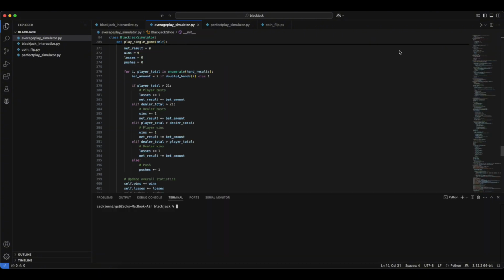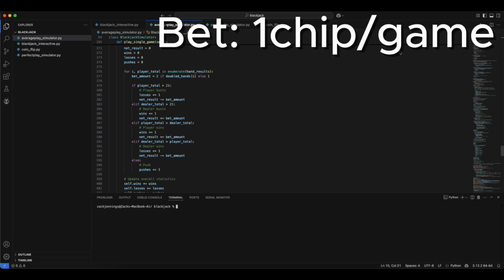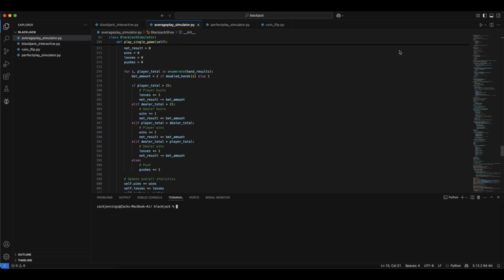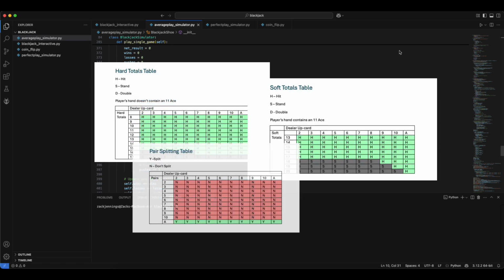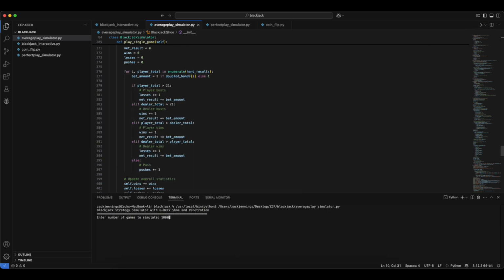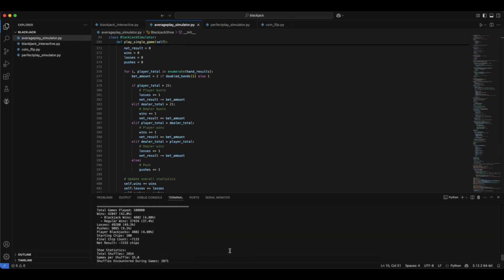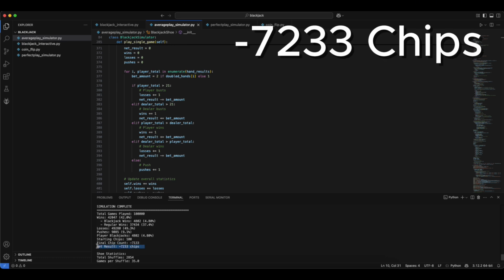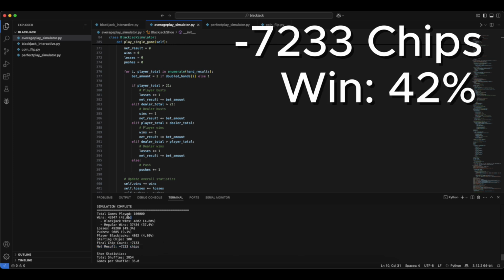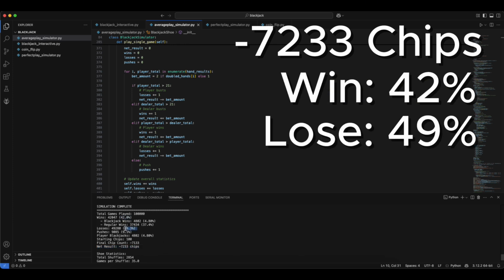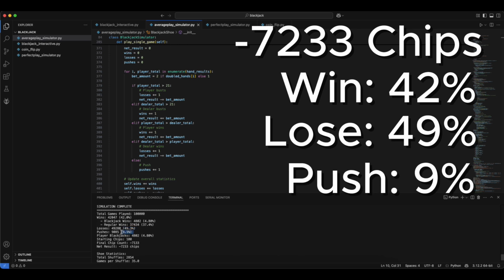Here we have the finalized blackjack simulator coded in Python, and it could simulate thousands of games at a time. I've instructed it to just bet 1 imaginary chip per game, and once it completes the simulations, it will print a final report. This version of the code uses the strategy tables that I made. Let's see what happens when we simulate 100,000 games. As you can see, the simulator had a net result of negative 7,233 chips over 100,000 games, with a win percentage of 42%, a loss percentage of 49.3%, and a push percentage of 9.1%.